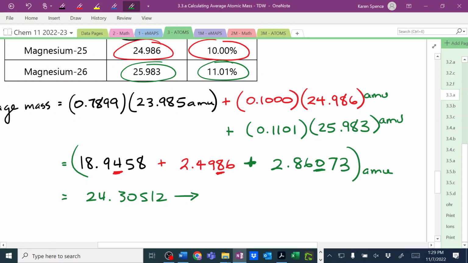And that's the nice thing. You can stick brackets around everything and put your unit on the outside, then you only have to write it once. Okay? And that's going to go to our second decimal place, so that is going to become 24.31 AMU. You don't have to put the dots, AMU is fine.